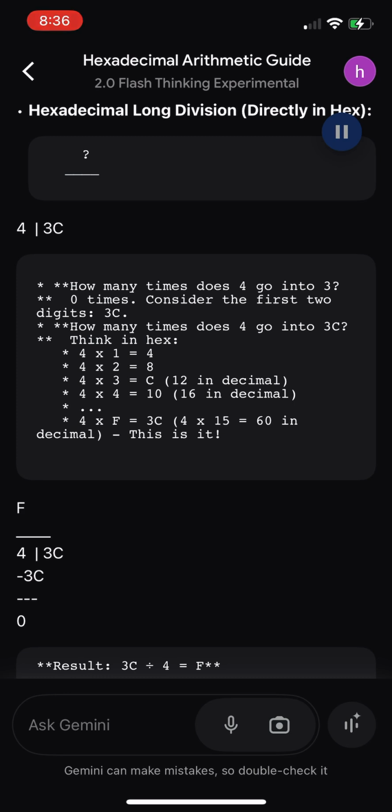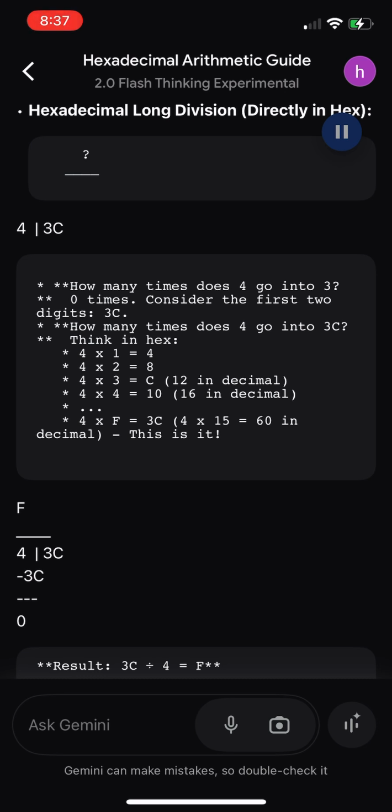Example 2, 45E divided by 1A, using the result from multiplication. Example 3 as a check. We know from example 3 that 1A × 2B equals 45E. So 45E divided by 1A should be 2B. Let's verify using long division. 1A into 45E. How many times does 1A go into 4? 0 times. Consider the first 2 digits, 45. How many times does 1A go into 45?